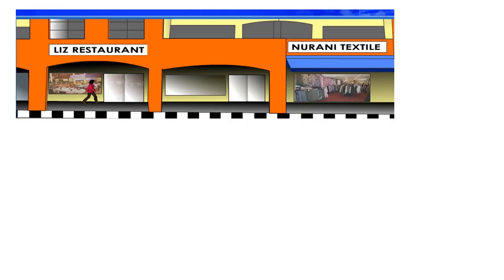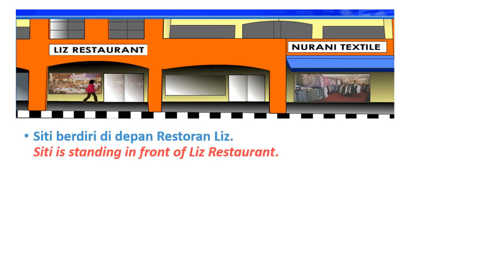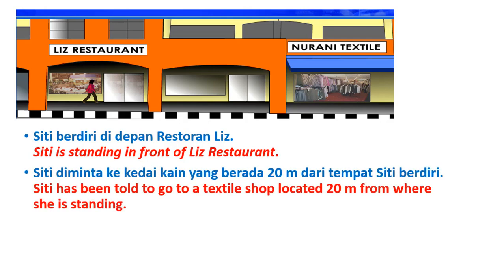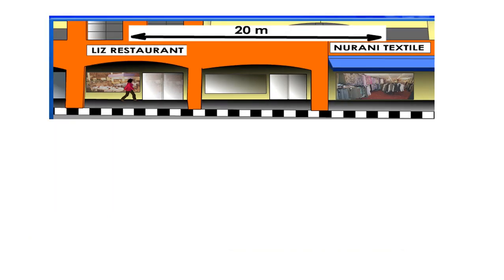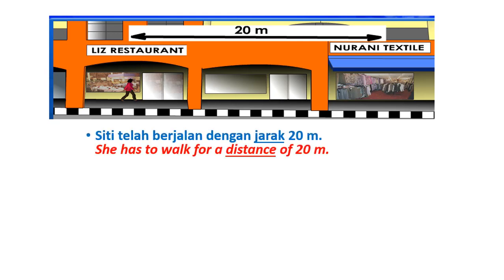Okay. We have a city standing in front of a Liz restaurant. She wants to go to a Nurani textile shop nearby. So she has been told to go to the textile shop, which is located 20 meters from where she is standing. So what is the location of the shop from where she is standing now? She is going to walk 20 meters to the Nurani textile. So we said that she has to walk for a distance of 20 meters.